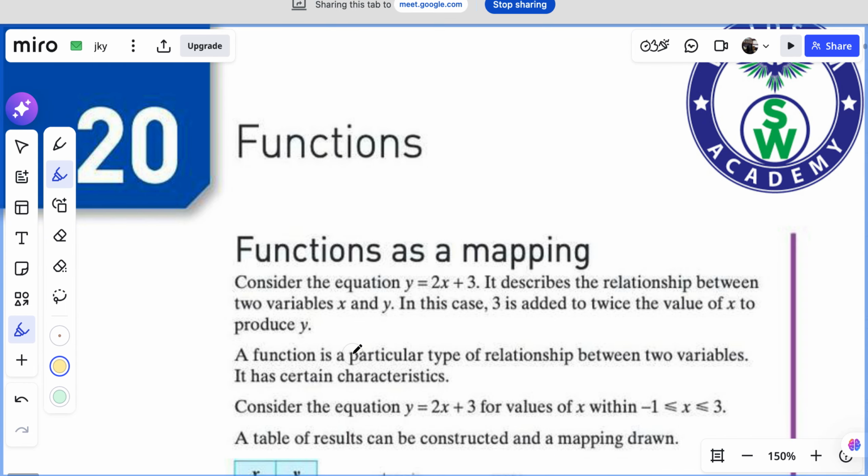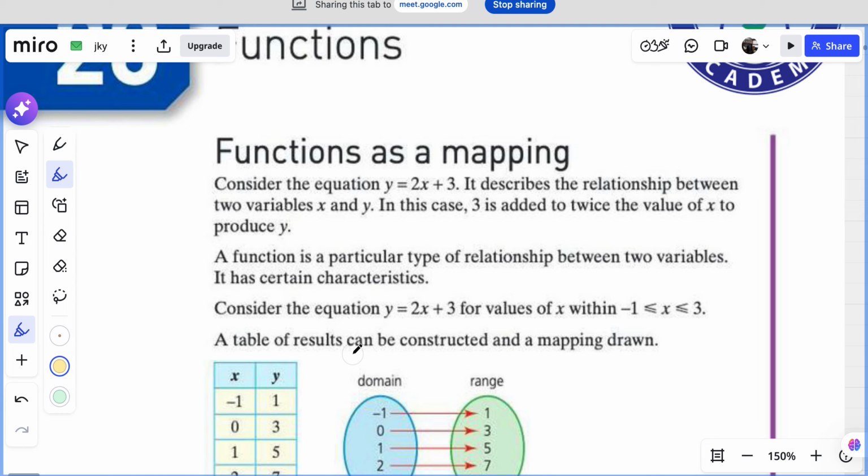Now, function as a mapping machine. First of all, consider a linear equation y equals 2x plus 3. You can define the domain, which is the input signal. Whatever you choose as input determines what the output will be, and our output is the range. So whatever input we choose determines the corresponding output we get. Such a relationship is called a function.